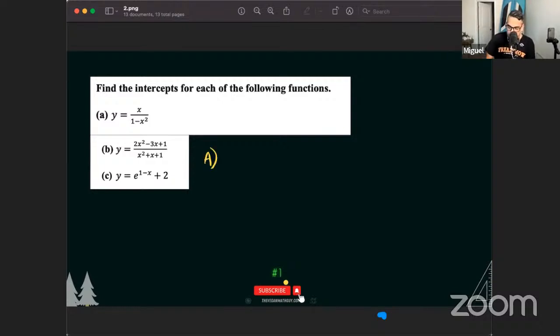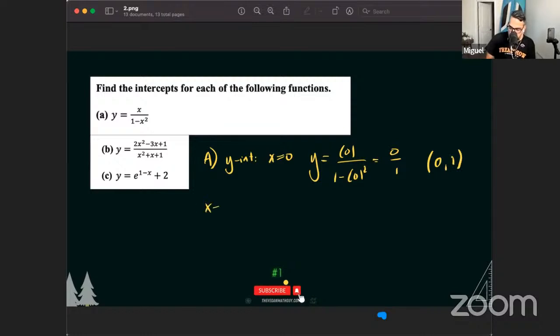So for part A, we are trying to find the y-intercepts, and every time you want to find the y-intercepts, you want to make sure that you set x equal to 0. So let's go ahead and do that now. So y equals, and then we're going to go ahead and substitute 0 for x in there and just simplify. So it looks like 0 over 1. So the y-intercept for A is going to be (0, 1).